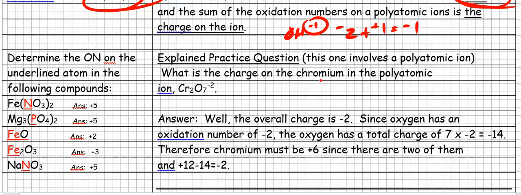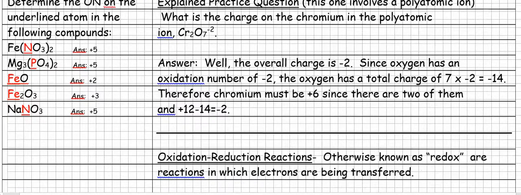What is the charge on the chromium in the polyatomic ion Cr2O7 -2? Well, the oxidation number overall is -2. Remember that the rule was that on a polyatomic ion, the overall charge would be the same as the charge for the polyatomic ion. Well, that charge is -2, right? And since oxygen has an oxidation number of -2, the oxygen has a total charge of 7 times -2, right? 7 times -2 is -14. So just for the 7, it's -14.